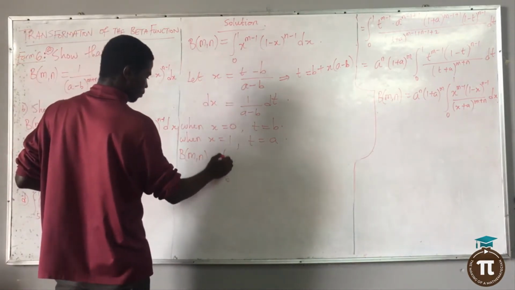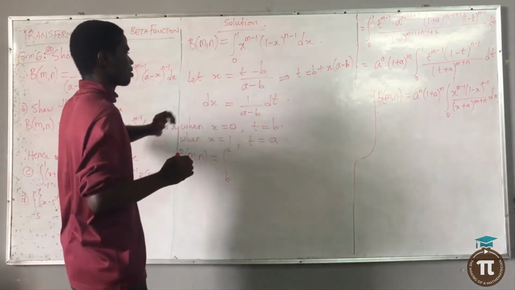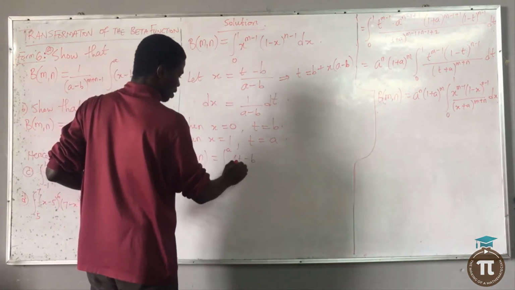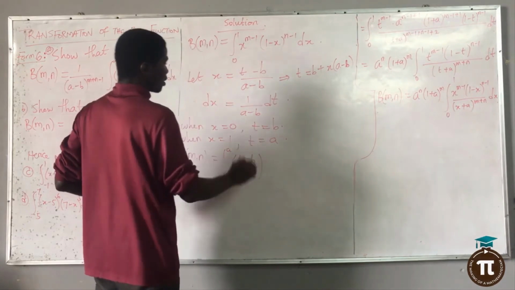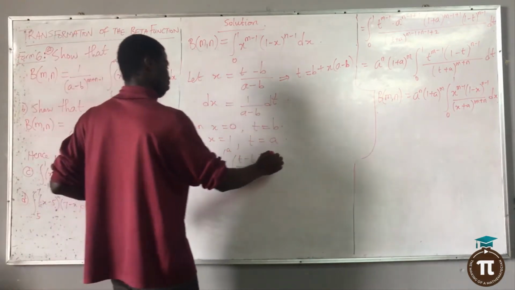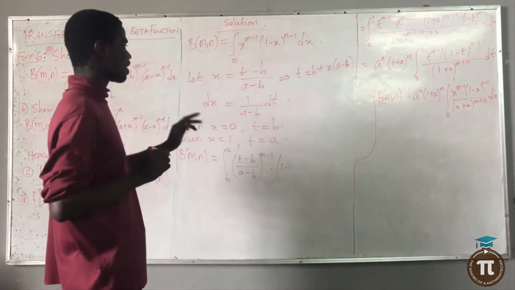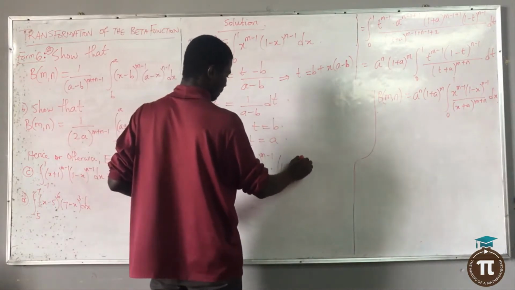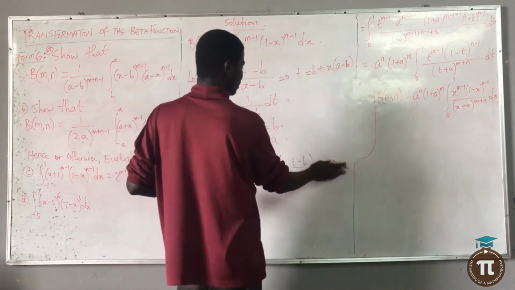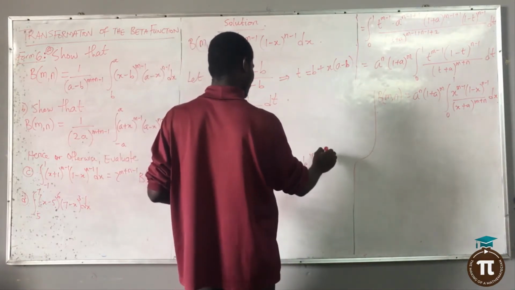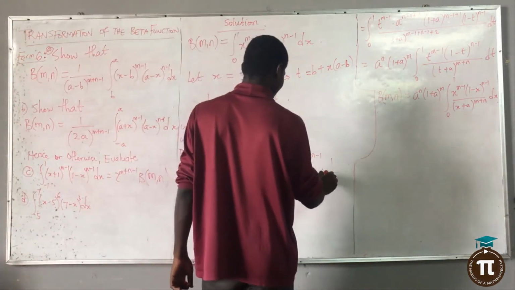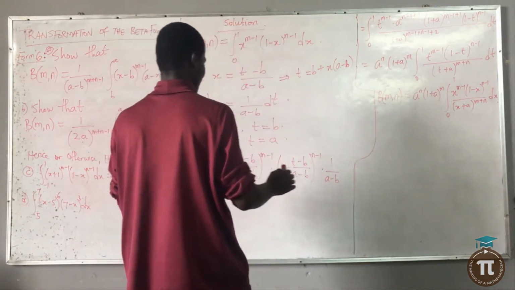So that means this beta function B(m, n) will actually be equal to the integral from b to a of s, which is all this: ((t minus b) over (a minus b)) raised to the power of n minus 1, multiplied by (1 minus x), that is ((t minus b) over (a minus b)) raised to the power of n minus 1, ds. And ds is 1 over (a minus b) dt.